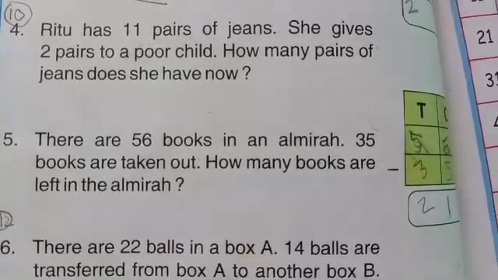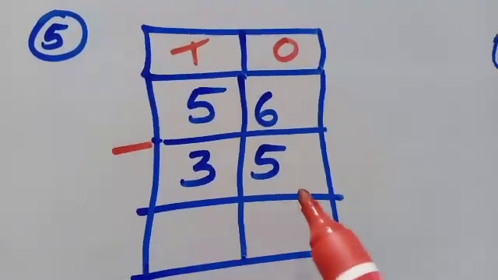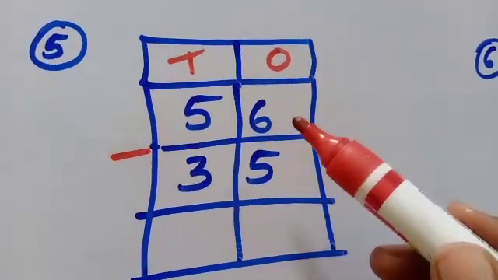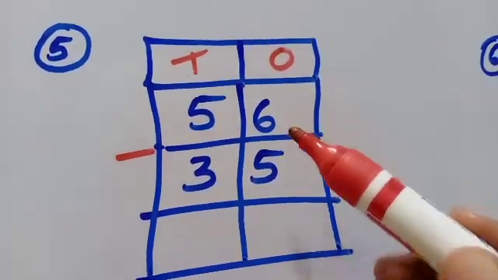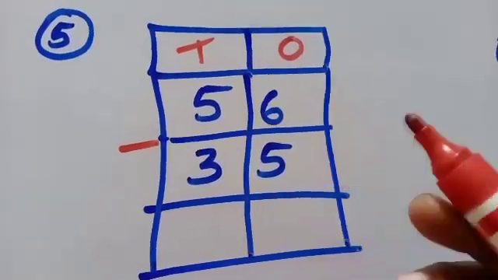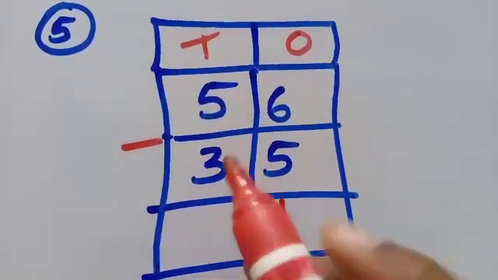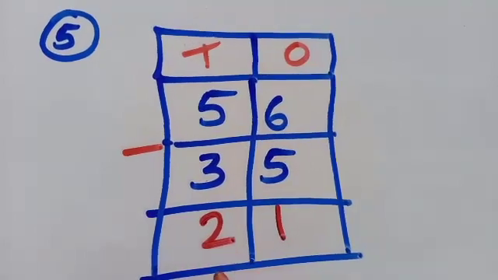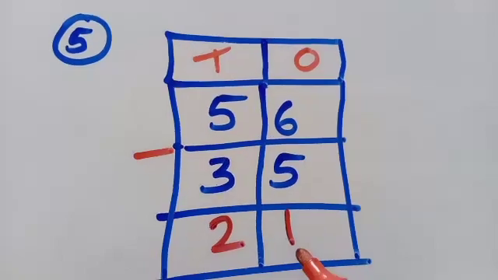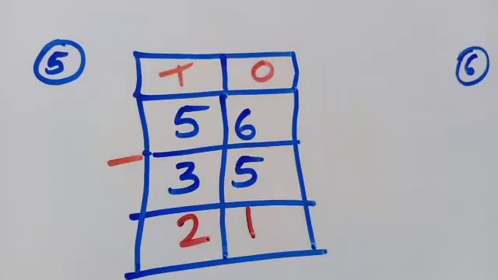Okay. So let's count this. Now we have to write 56 minus 35. So 6 minus 5. It is possible to subtract because 6 is big, 5 is small. So 6 minus 5, how much, children? 1. So write it right here below the number. Now 5 minus 3 is equal to 2. So the total answer is 21. So how many books are left now? 21 books left. Okay. Now let's move to the sixth question.